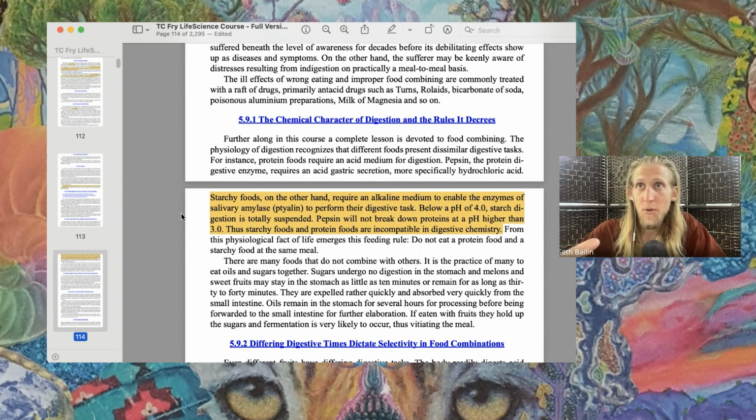However, if you're eating protein, you need an acidic environment. It has to be low pH. And pepsin won't break down protein at a pH higher than 3. So he's saying you're screwed if you're trying to eat starch and protein together because they're not going to digest in the same environment.